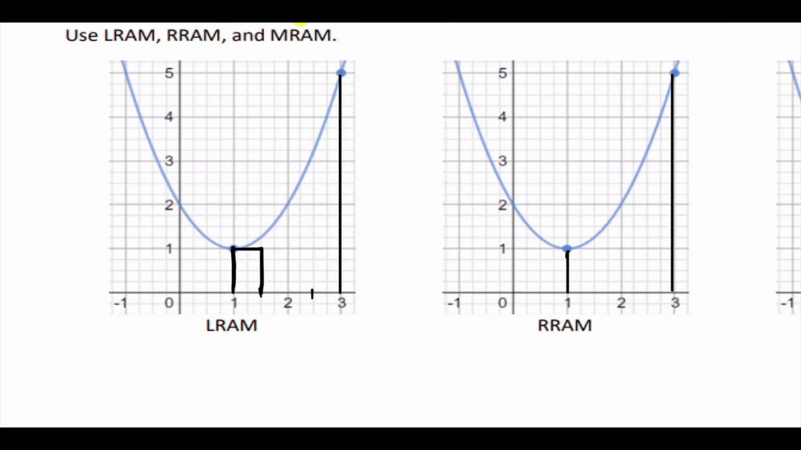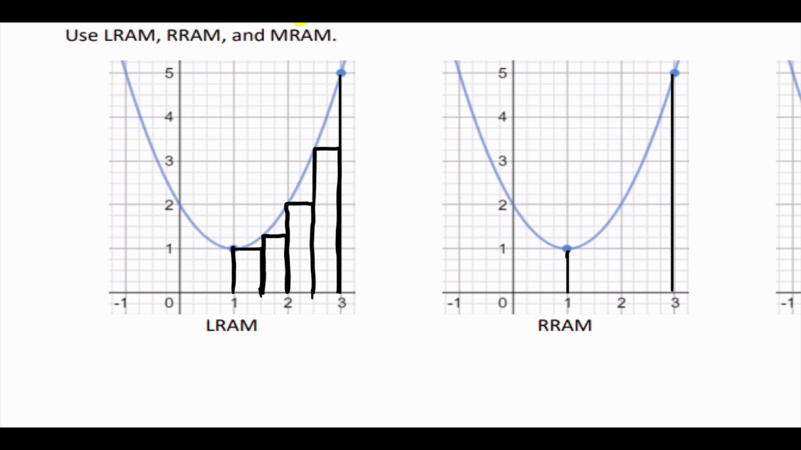The next one, 1.5. Go up until you touch the blue. Come over, come back down. 2, go up till you touch the blue. Come over, come back down. 2.5, go up till you touch the blue. Done. Those are going to be the rectangles for LRAM. Okay, we're going to actually find the area, but we'll do that later. I just want to draw the rectangles first.